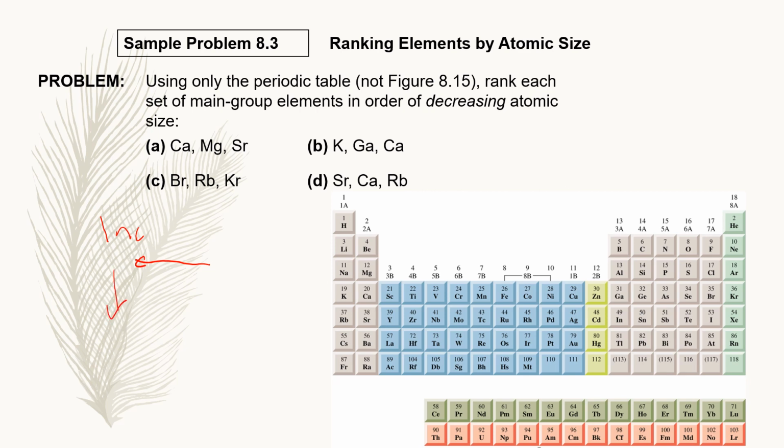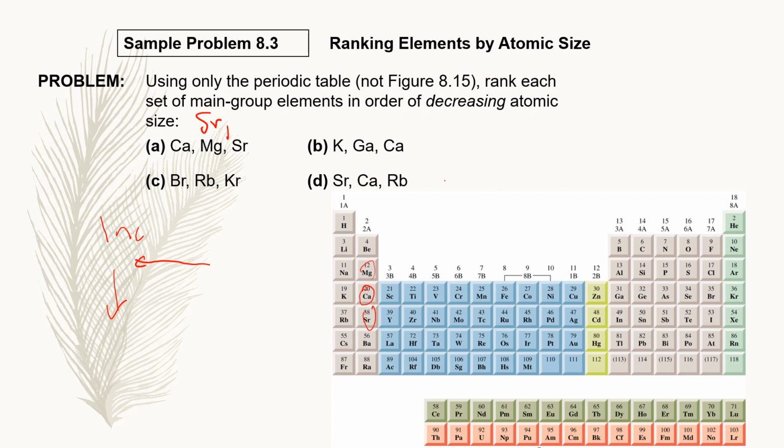So as I look at the first one, calcium, magnesium, and strontium, you'll notice that these elements are all found in the same group. So I want to focus on the group trend to evaluate this. Since my size is going to increase as we go down the group, if we want decreasing size, we want to start with the largest. So strontium would have the greatest number of energy levels filled with electrons. So I would have strontium first.